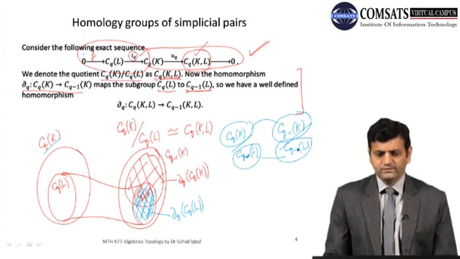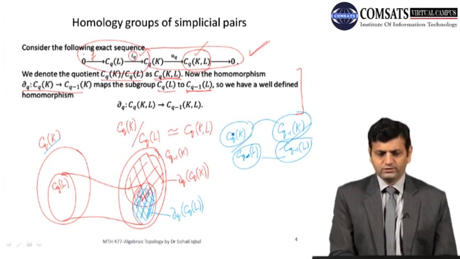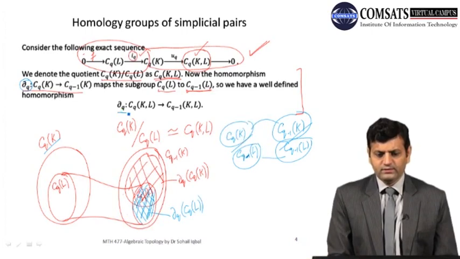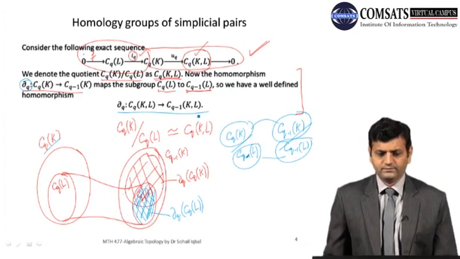So we have a well-defined function, which will be a homomorphism, because this partial Q, this boundary map, is a homomorphism. Okay, so we have defined a boundary map partial Q from CQKL to CQ minus 1 KL.